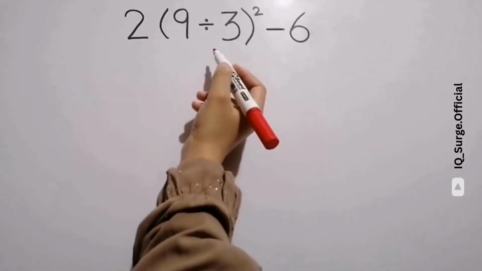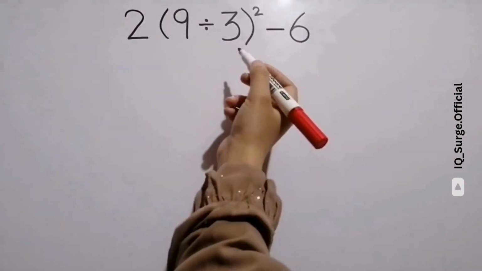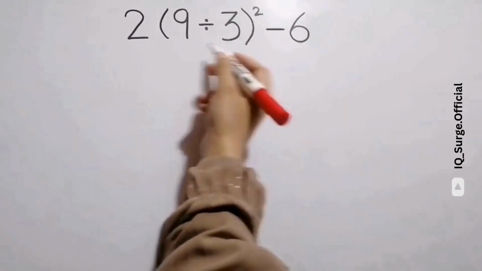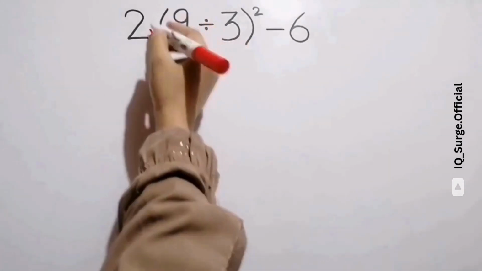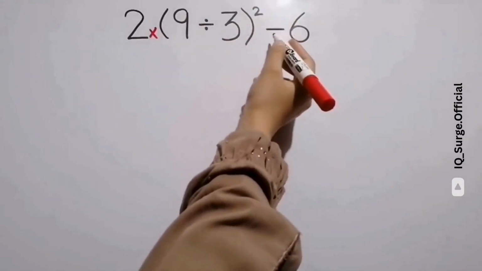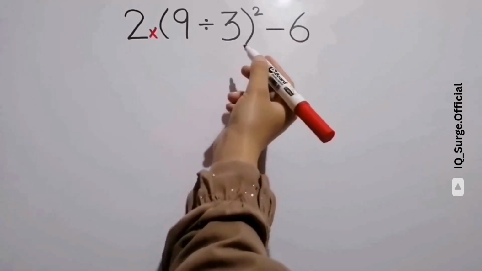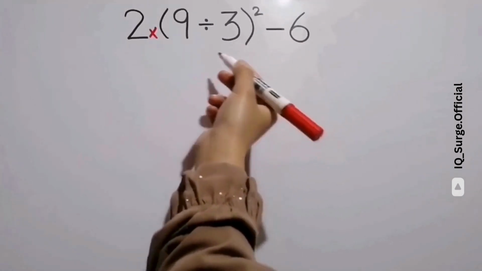Alright, now let's solve another tricky math question together. What is the value of the expression 2 times 9 divided by 3 inside the parentheses then to the power of 2 and finally minus 6? This question destroys people who ignore exponents.